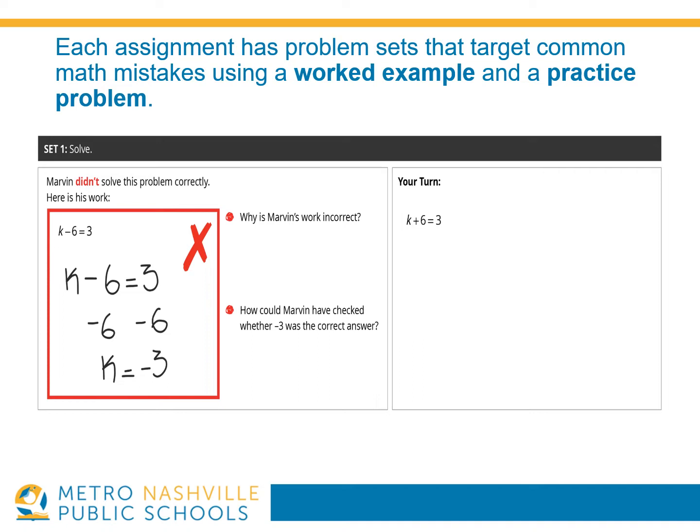Marvin didn't solve this problem correctly. The student will analyze the incorrect problem and answer the questions given out to the side. Why is Marvin's work incorrect? And how could Marvin have checked whether -3 was the correct answer?